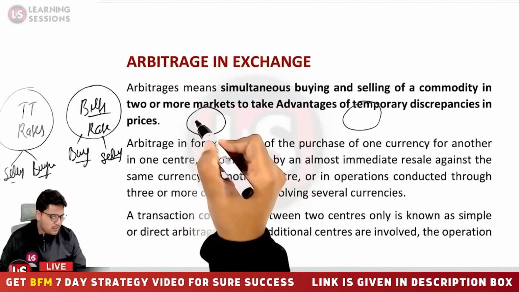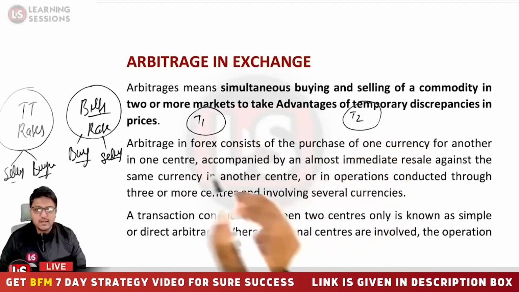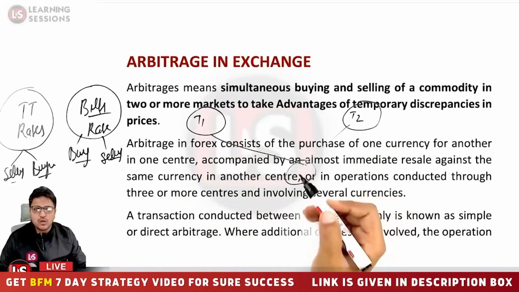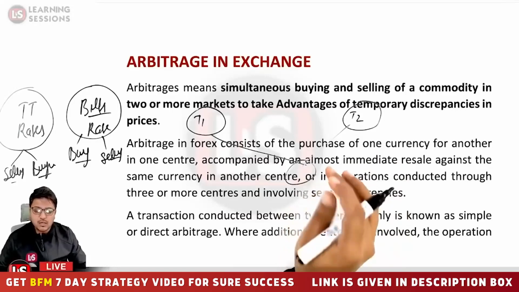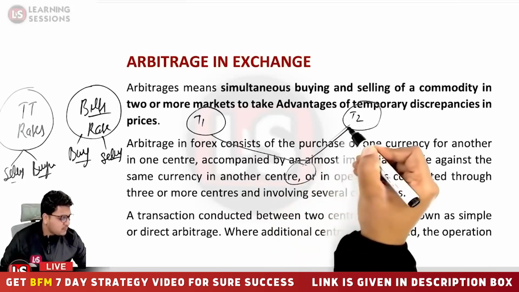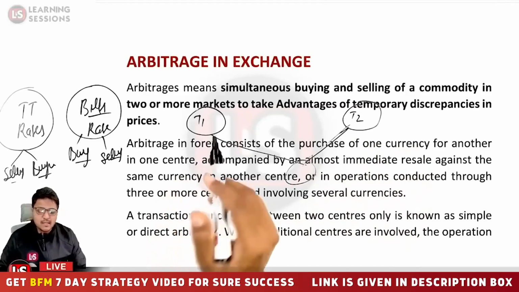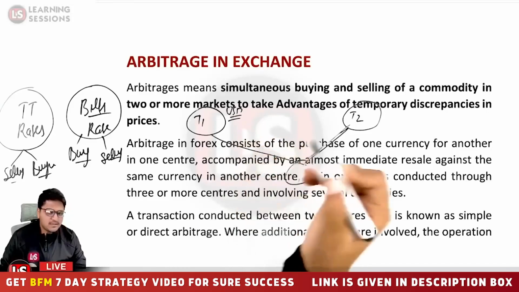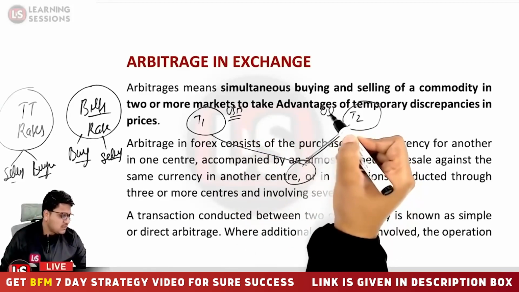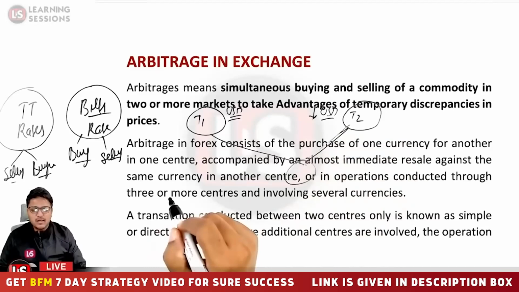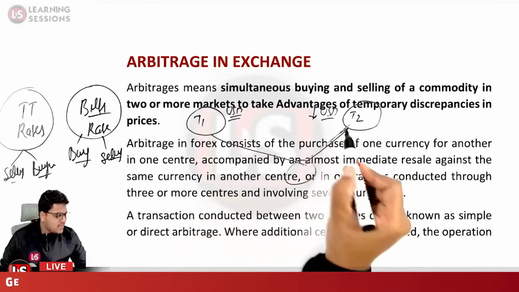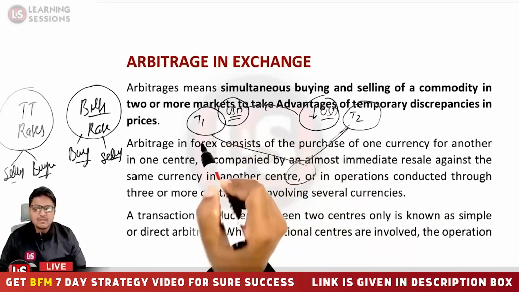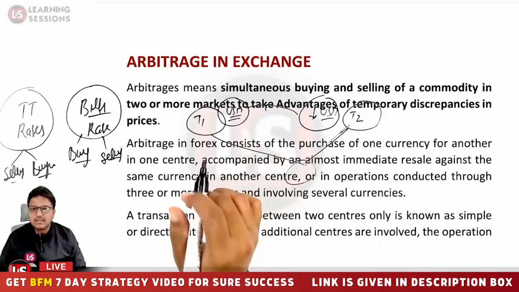I'm taking the scenario that here we have territory 1 and here we have territory 2. The person who is dealing with these two different territories makes use of his senses and the environment, and exploits the market. Let us take the case that USD is available at a premium in one market, and at the same time it is available at a discount in the other market. Definitely he will purchase the USDs from territory 2 and sell them in territory 1. That is said to be arbitrage.